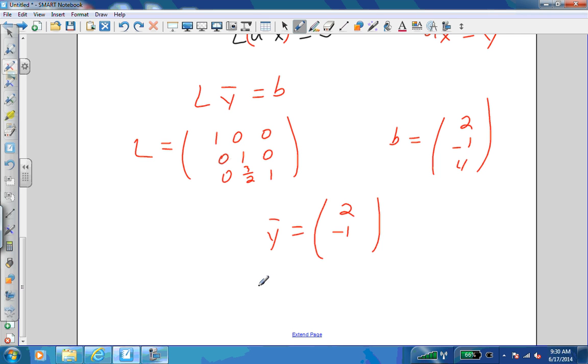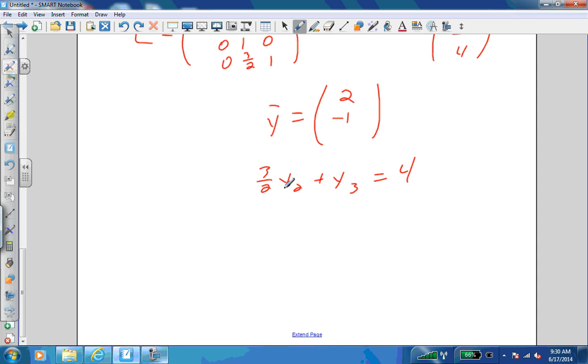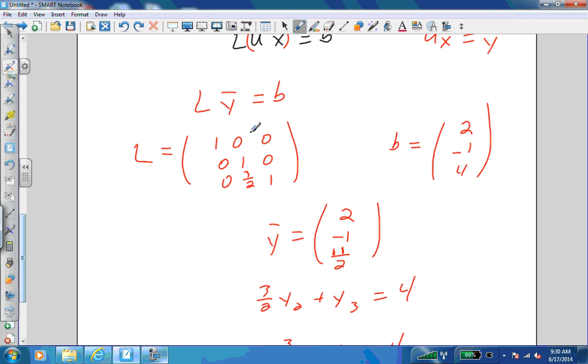And then this bottom equation says that 3 halves of Y2 plus Y3 equals 4. Well, we know that Y2 is -1, so -3 halves plus Y sub 3 is 4. Or Y sub 3 is 4 plus 3 halves, which is 8 halves plus 3 halves, so 11 halves. So we use the lower triangular matrix with B to back out values of Y.